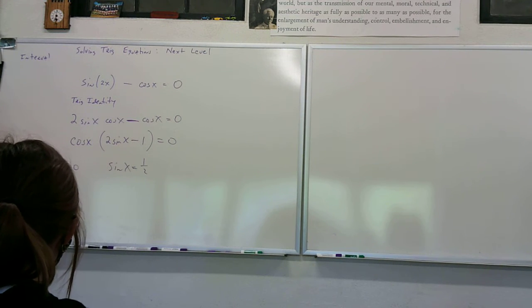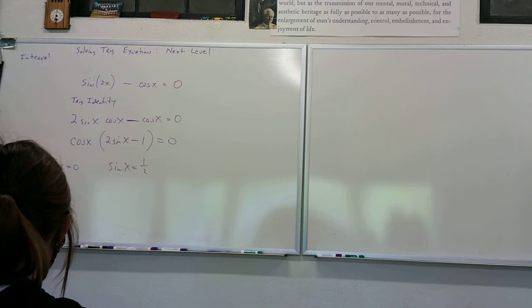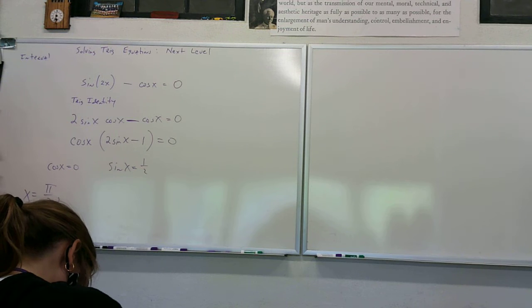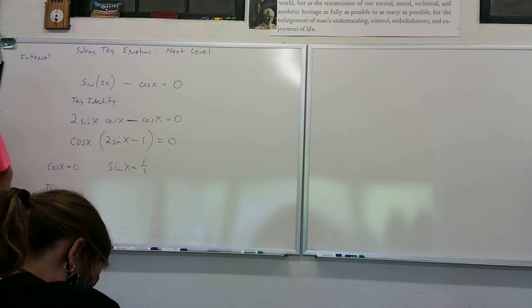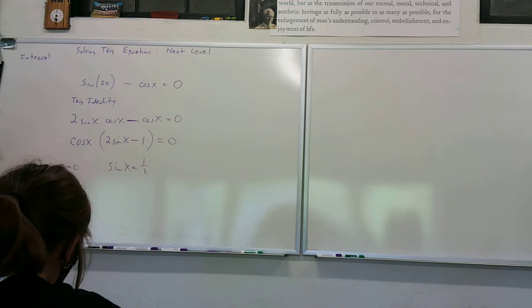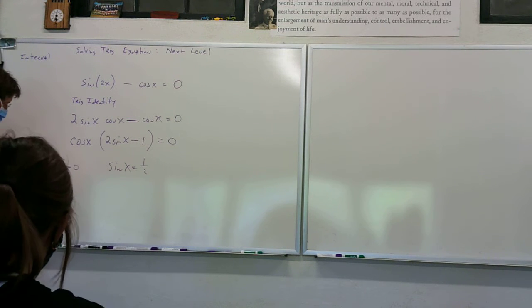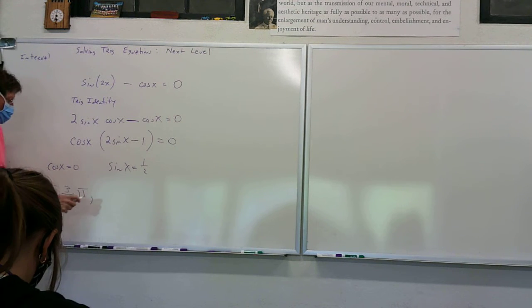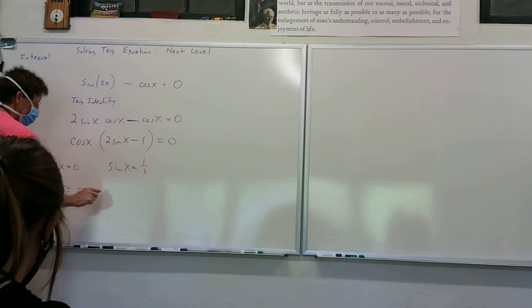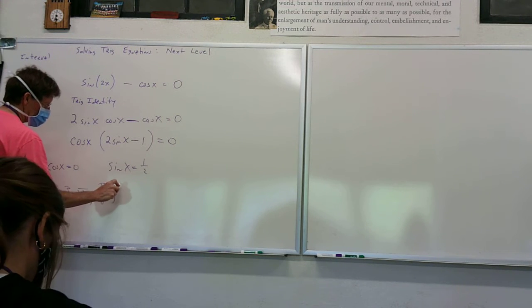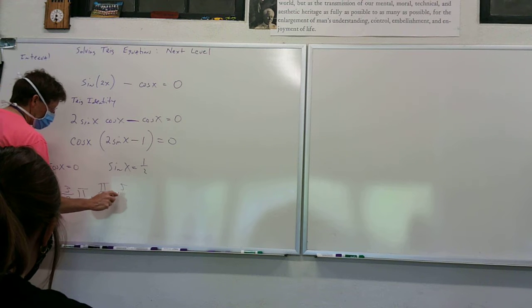Where else does cosine equal 0? Pi over 2, and where else? 3/2 pi, or 3 over 2 pi. And where does sine x equal 1/2? Pi over 6. 5 over 6 pi.